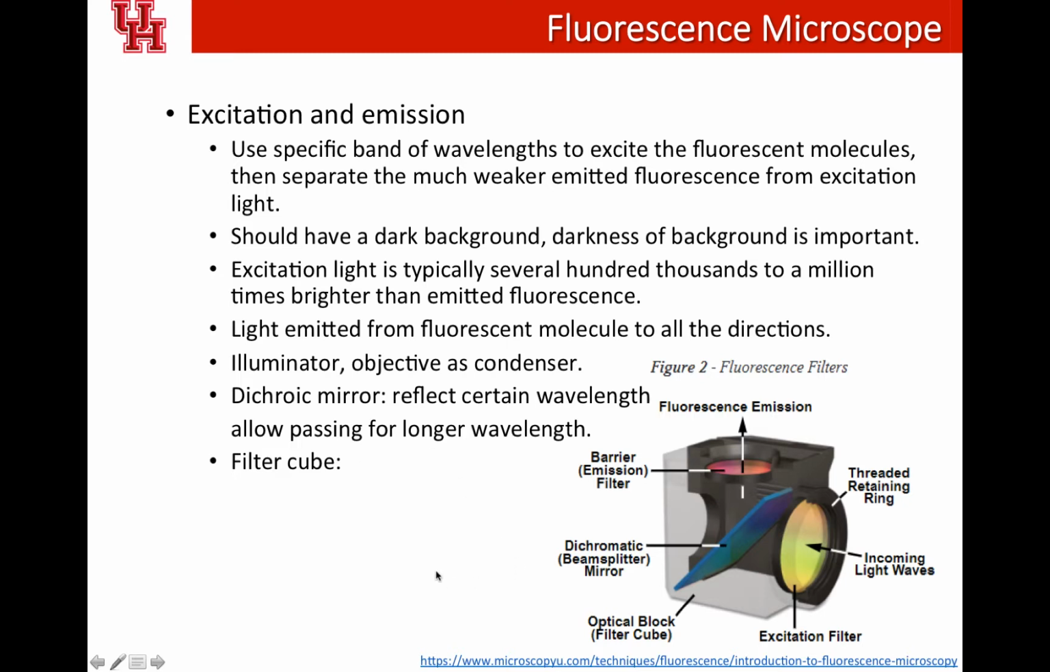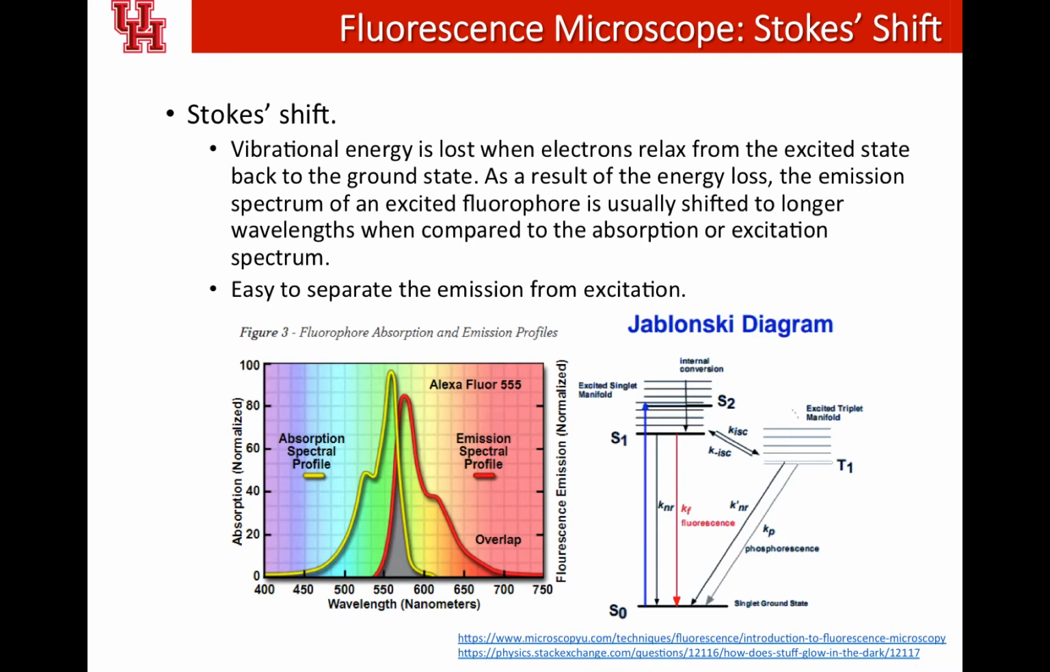Normally your microscope will have 4 cubes or maybe 6 cubes, and you can put in different wavelength filters, so you can stain your sample with different fluorescent dyes. You can switch them very easily. So that's the emission and excitation part for the fluorescence microscope.